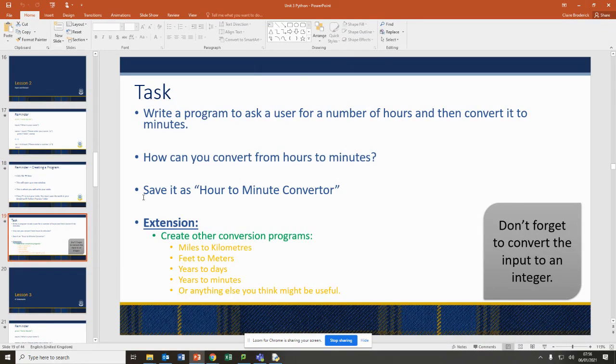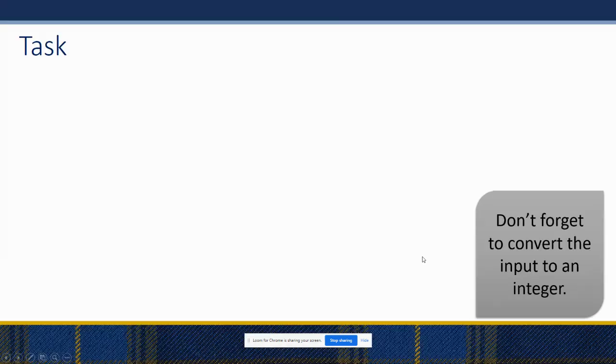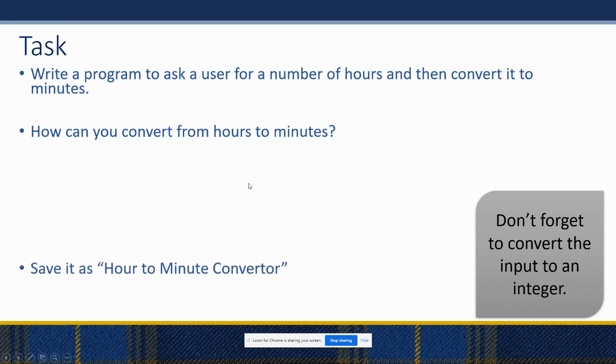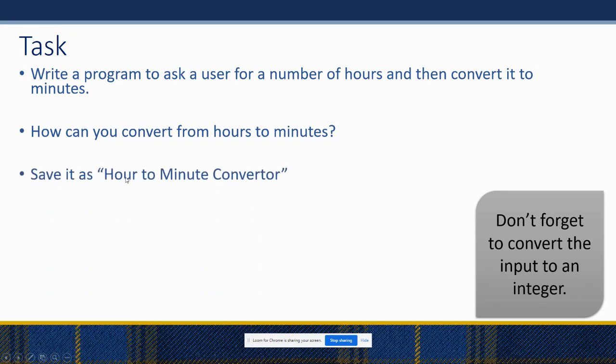Here's our task. We're going to write a program which asks the user for a number of hours, and then they're going to convert it into minutes. So how can we convert from hours to minutes? So 1 hour is how many minutes? 1 hour is 60 minutes. So we just multiply the hours by 60 and it tells us how many minutes there are. And we're going to save this as hour to minute converter.